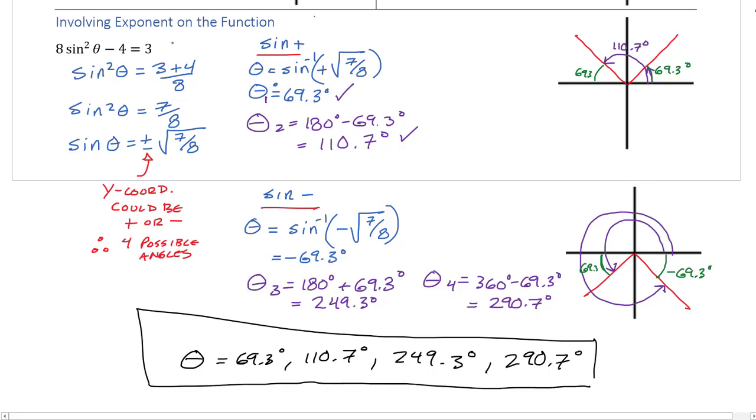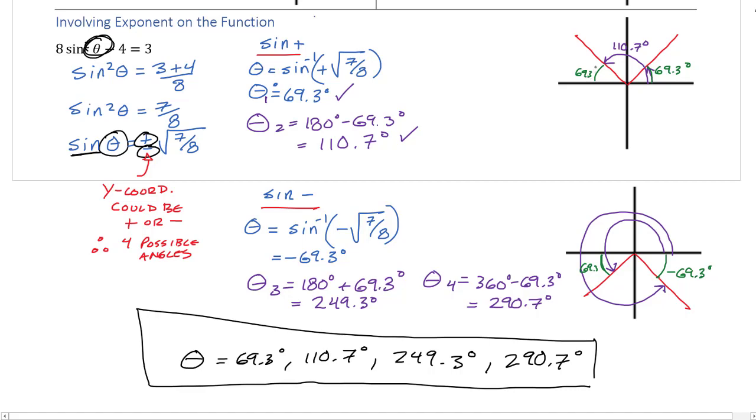So why do we have so many again? Let's just review. Remember, in this question we're basically looking for what angle makes this statement true. When we got down to here, we asked what angle will give us a y-coordinate, that's what sine means, that could be positive or negative square root of 7 over 8. And from our diagrams, there are 4 possible angles, okay?